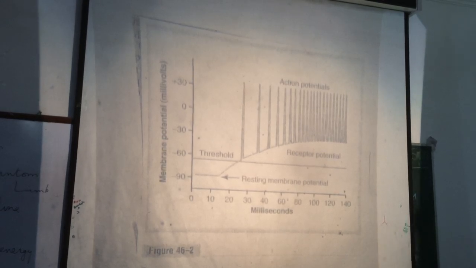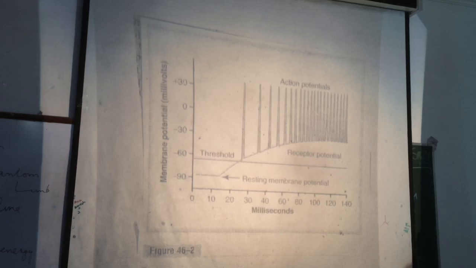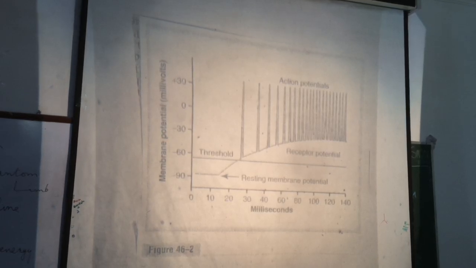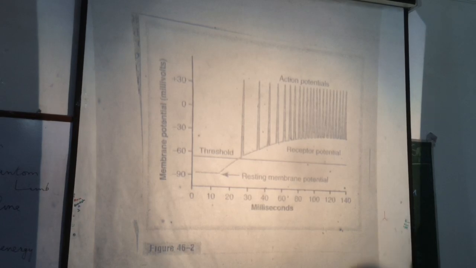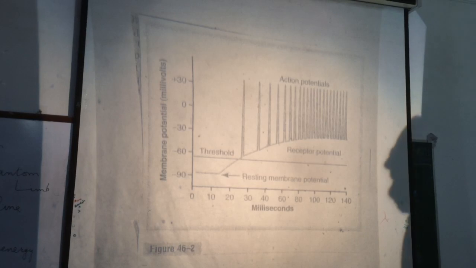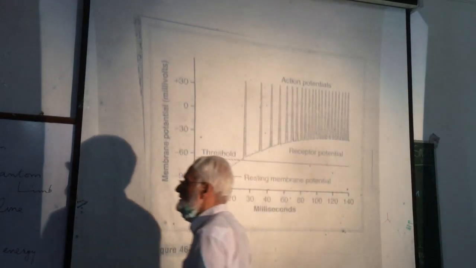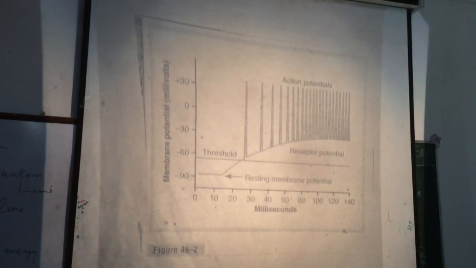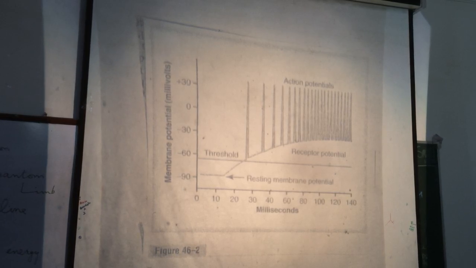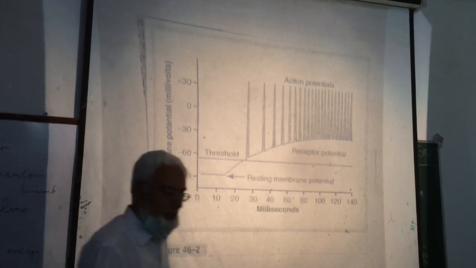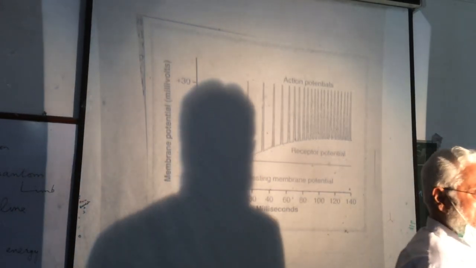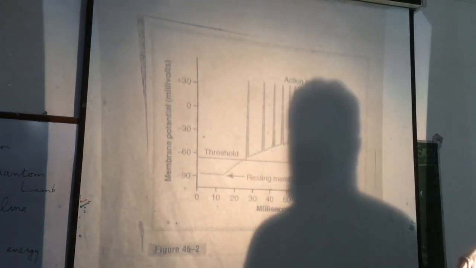I repeat, stronger the stimulus, more will be the amplitude or voltage of the receptor potential, and greater will be the frequency of discharge of impulses from the receptor along the sensory nerve fiber. So this was about the receptor potential or the generator potential.